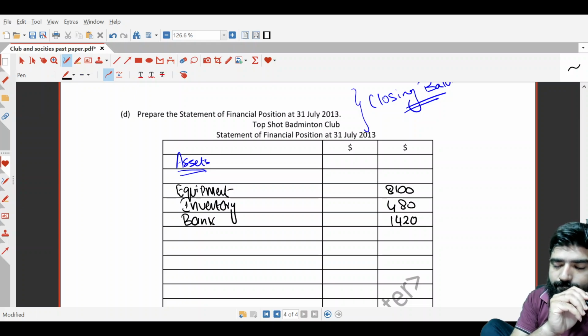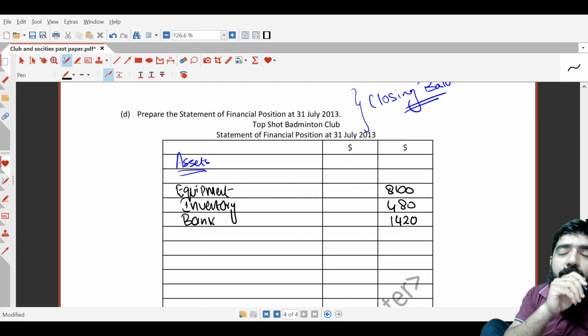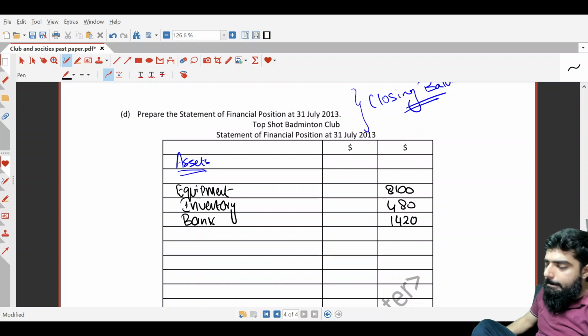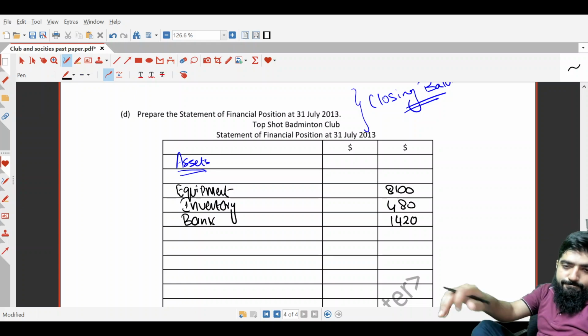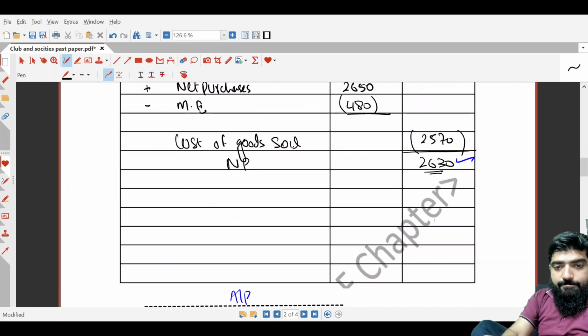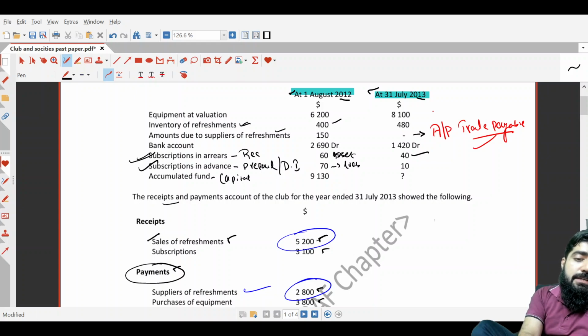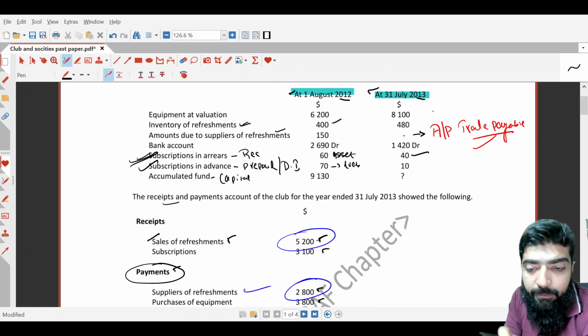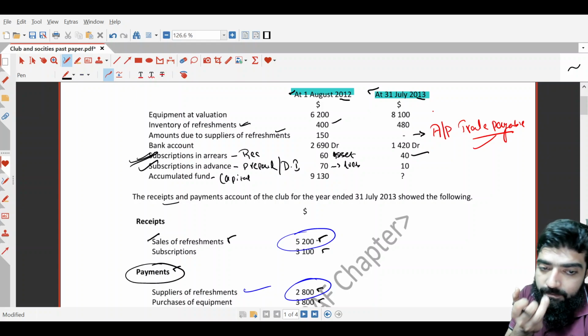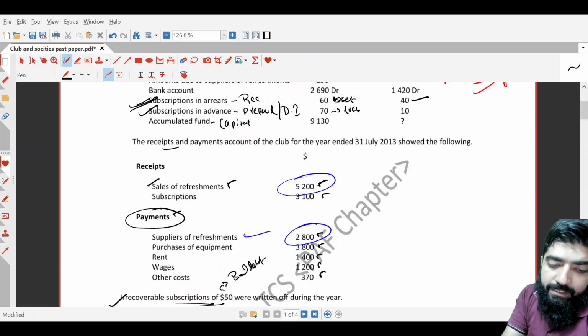I don't think we have anything else. We have receivable as well. Subscription receivable. Subscription in arrears shows that we need to receive that amount. So it's an asset and it will be on the asset side with the amount of 40. Very good.